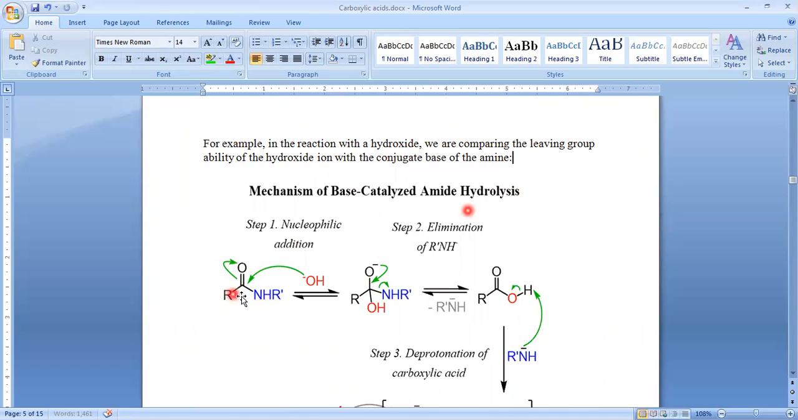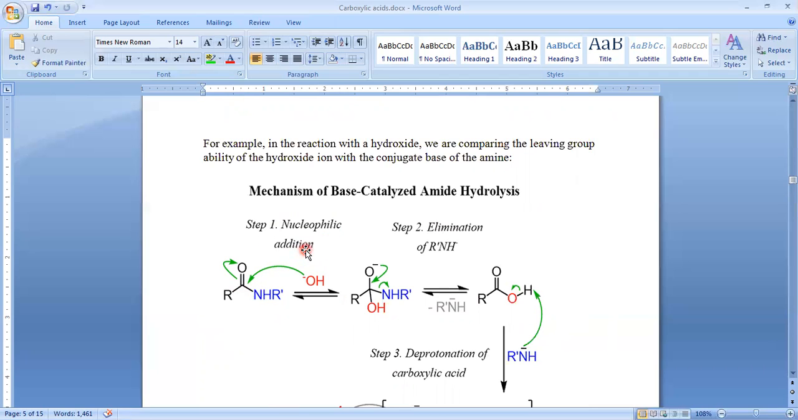So this is the amide functional group again. This is the electrophilic carbon, but compared to ester, it is less electrophilic. Why? Because here we are using a strong base, OH minus, that is the nucleophile. This strong nucleophile attacks the less electrophilic center, the carbonyl carbon. So the first step is addition of nucleophile.